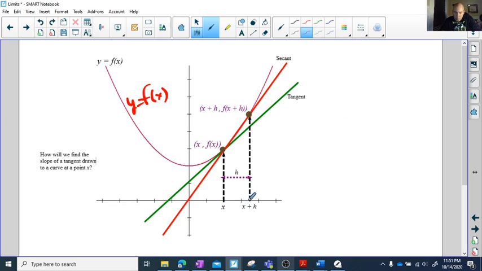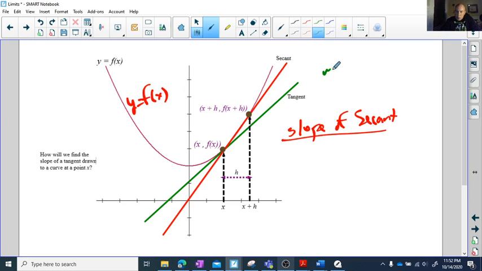Then I'm going to go over h units away. I'm kind of blowing this up so we can see it. And I'm going to get another ordered pair, which will be x plus h. That'll be the x value. You'll fill that into the function to get your y value, which will be the function evaluated at x plus h. And you will have the slope of your secant. Now let's get the slope of this secant.